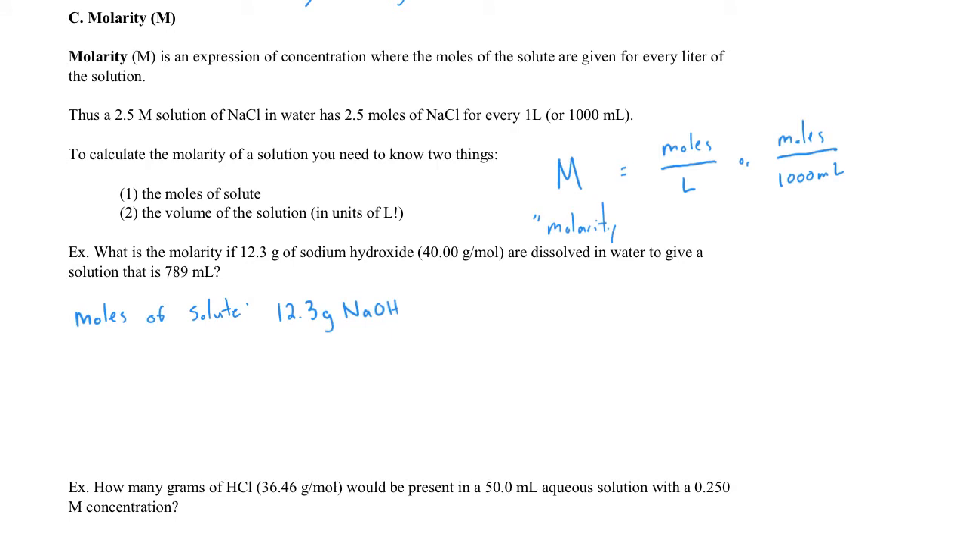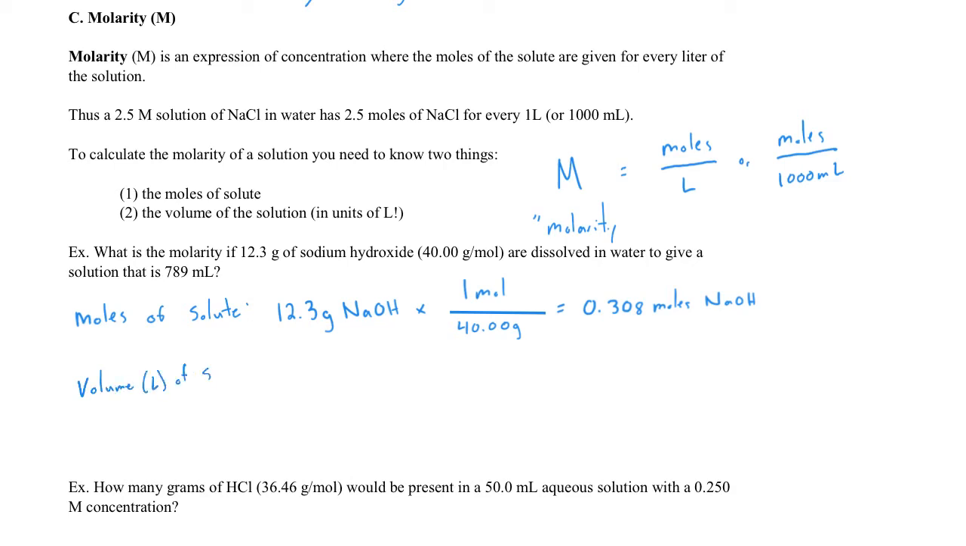So I start with the mass of the solute, that's 12.3 grams of sodium hydroxide, and then I multiply it by the conversion factor that is moles per gram. Again, that's molar mass. So basically I'm taking 12.3 and dividing it by 40 grams. That gives me 0.308 moles of sodium hydroxide.